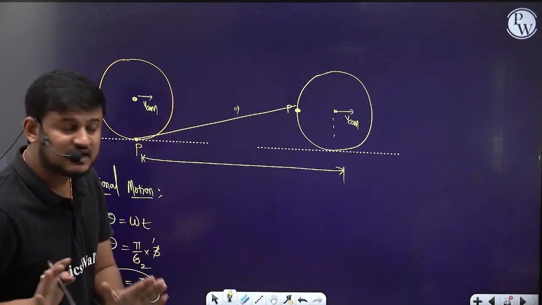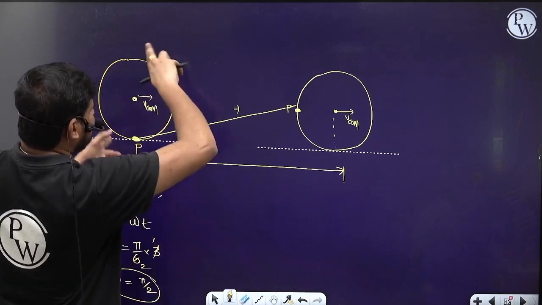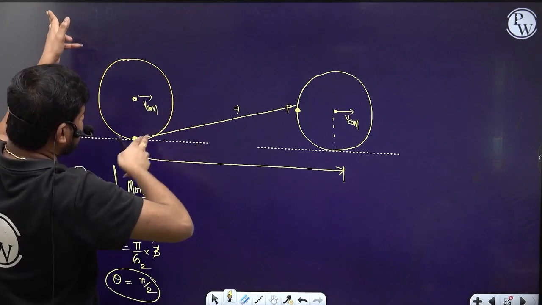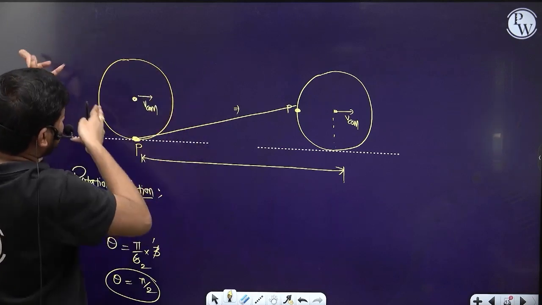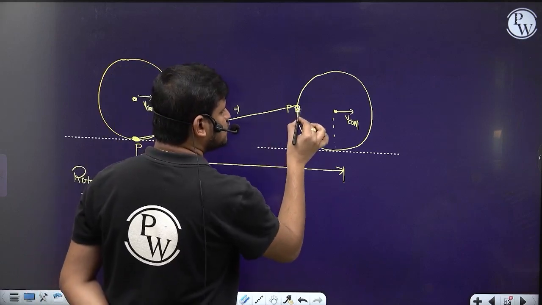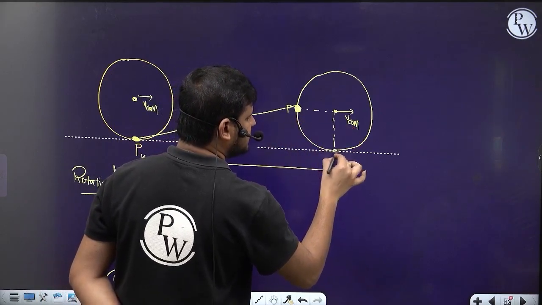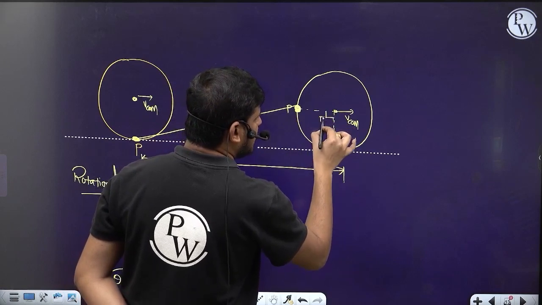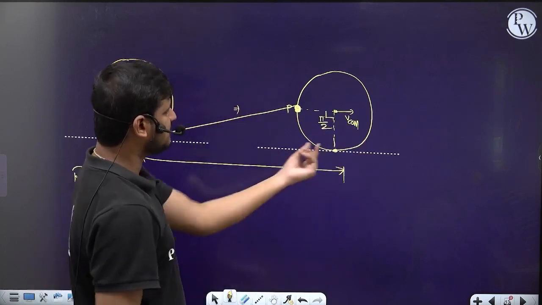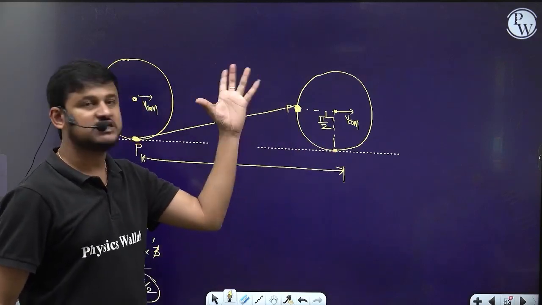Which particle are we talking about? The P particle. While the wheel rotates, it makes an angular displacement of pi by 2. What does that mean? The wheel will move here. This will be the pi by 2. Initially it is here, and now it has moved to a point here. So the P point, from here, has moved to here.